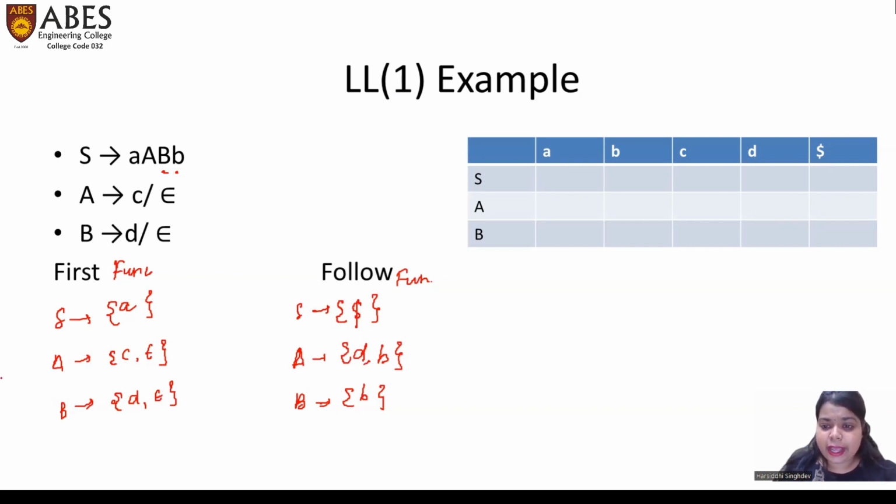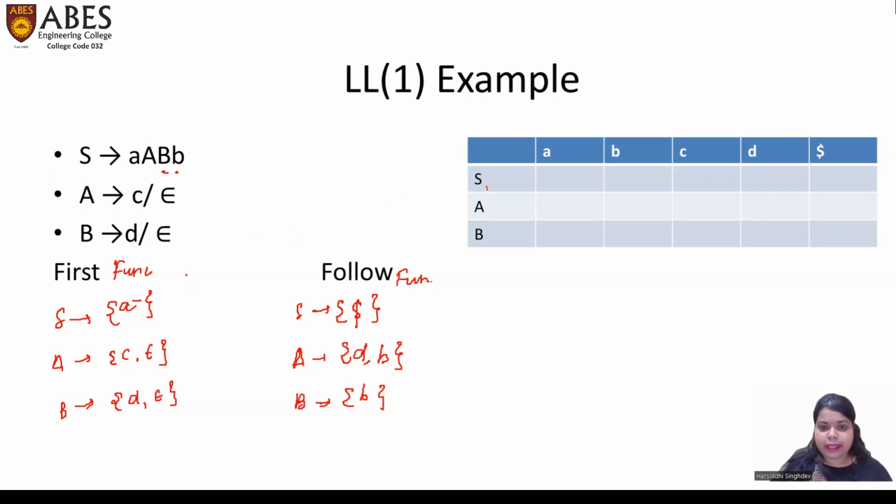Now this is our LL1 parsing table, and we have to fill this table. How are we going to construct this table? Let's see. We first write the non-terminal symbols. A non-terminal symbol is one that produces another production rule. Here, which symbols produce the production rules? S, A and B. So here we write S, A and B.